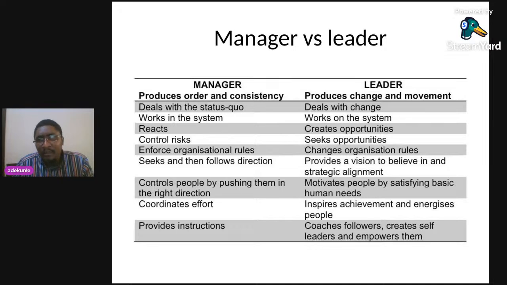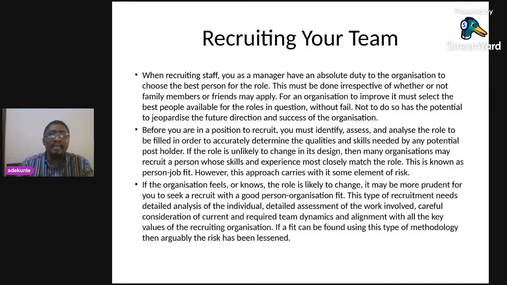Also, one key character of a leader is that the leader motivates people by satisfying their basic human needs. While the manager controls people by pushing them, either in the right or wrong directions, and sometimes by threatening the hell out of those people. Of course, managers coordinate effort, but they strive to use muscle to coordinate effort, while leaders want to inspire achievements and energize people to work. Now, these are some of the differences between a manager and a leader.